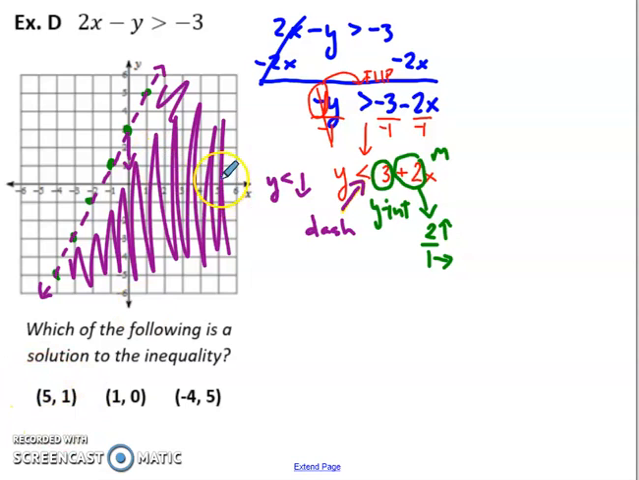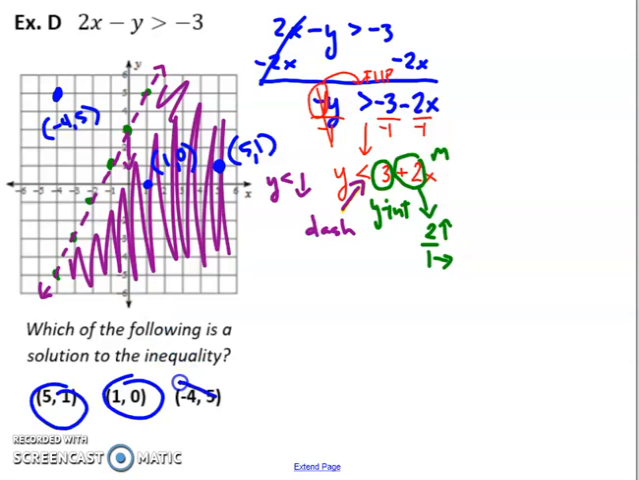So we have (5, 1). So to the right 5, up 1. (5, 1) is part of our solution. Then we have (1, 0). 1, and no vertical movement. (1, 0) is in our solution. And then (negative 4, 5): negative 4, up to 5. That is not in our shaded region. Sorry, man, you are not part of the solution.